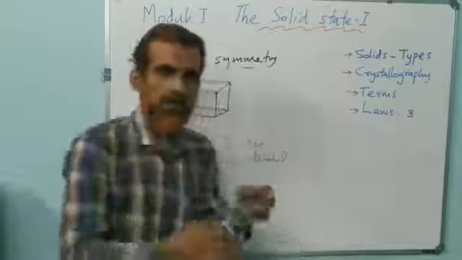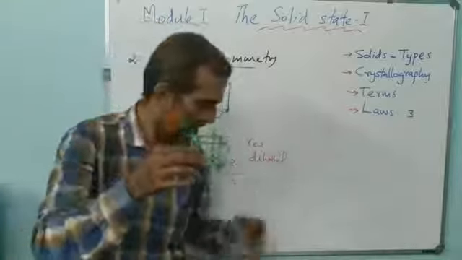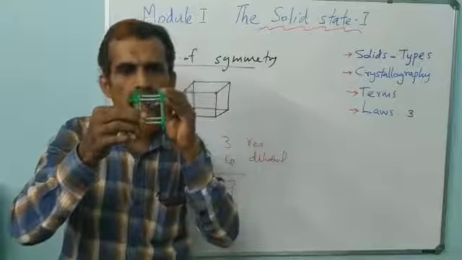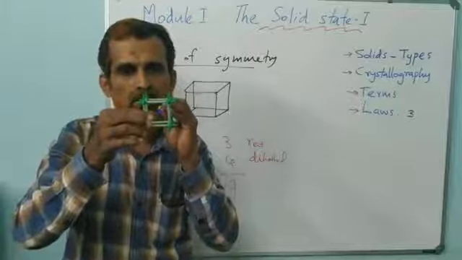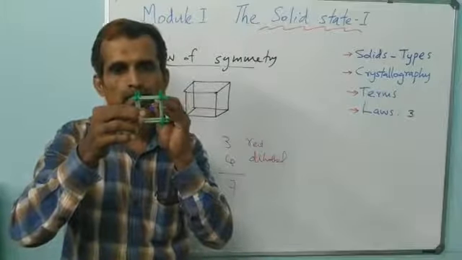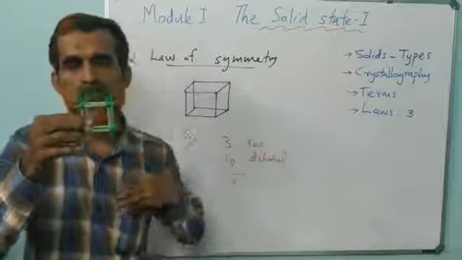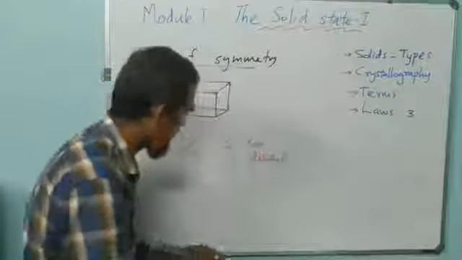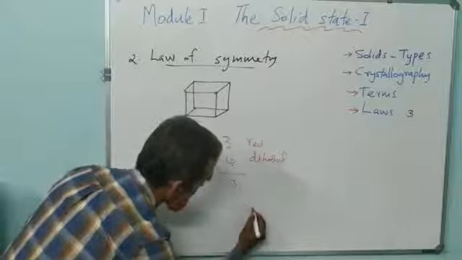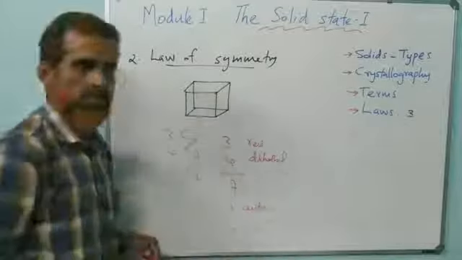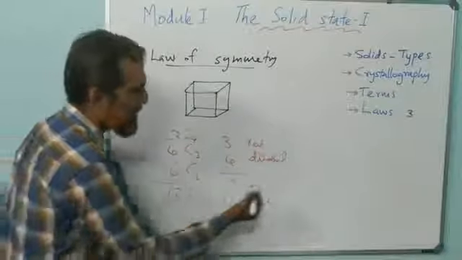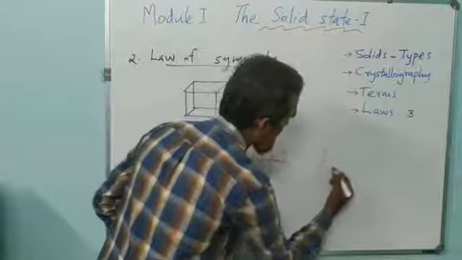Finally, a cubic crystal has a center of symmetry, of course. This point is the center of the cube, and you can do the inversion operation. So there is one center of symmetry. So in total you have 21 symmetry elements.